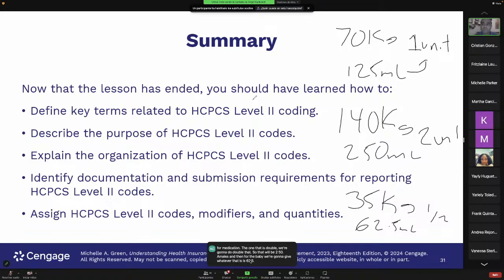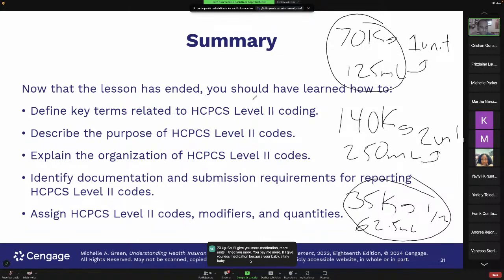The units won't change because the unit was for what was the correct amount of medication for a patient that was 70 kilograms. So if I give you more medication, more units, I charge you more. You pay me more. If I give you less medication because you're a baby, a tiny baby, then you give me less money because I gave you less medication. It was cheaper. Is that something that you understand? That's something that you're getting? Or is that something that scares you even more because it has a bunch of numbers there?